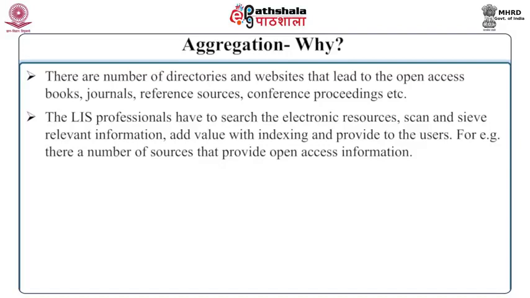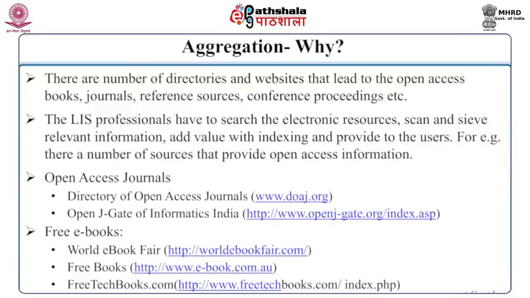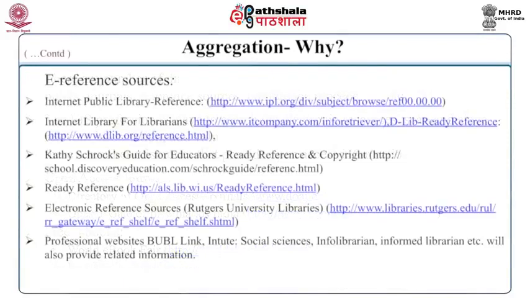provide it to the users. For example, there are a number of sources that provide open access information. Open access journals like DOAJ, Open J-Gate of Informatics India, free ebooks. There are plenty of free ebook sites like World Ebook Fair, Free Books, freetechbooks.com, ebook for free. So many sites are there. There are a number of e-reference sources: Internet Public Library reference, Kathy Schrock's Guide for Educators, electronic reference sources, and professional websites like BUBL Link, Institute for Social Sciences, Info Librarian, Informed Librarian. So many sources are there.